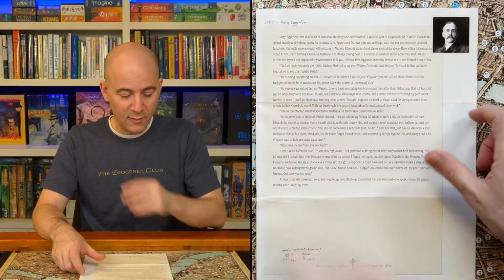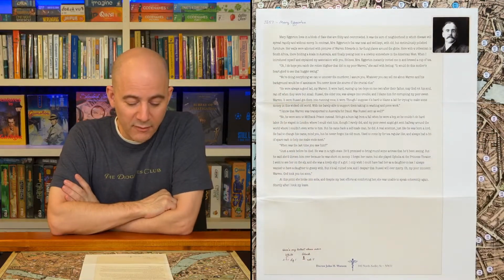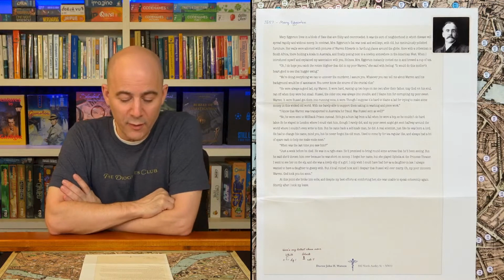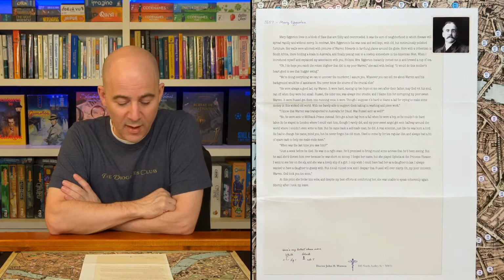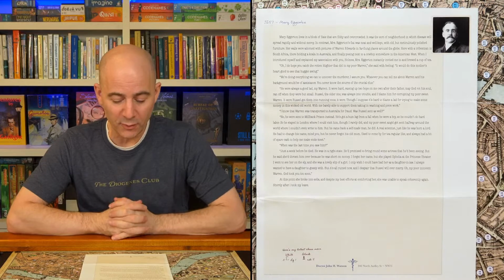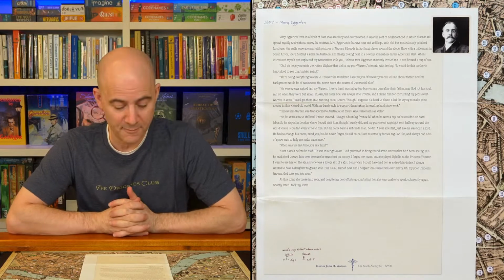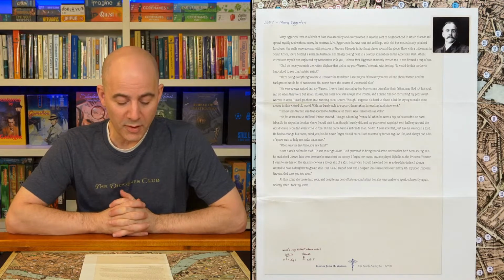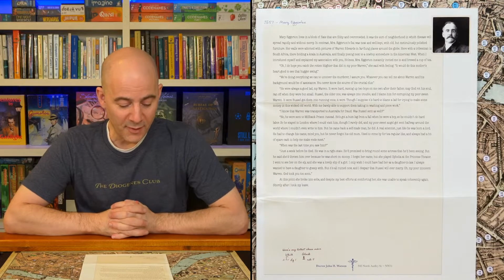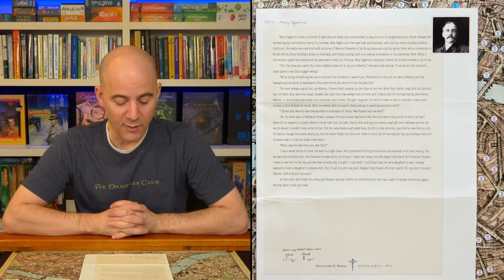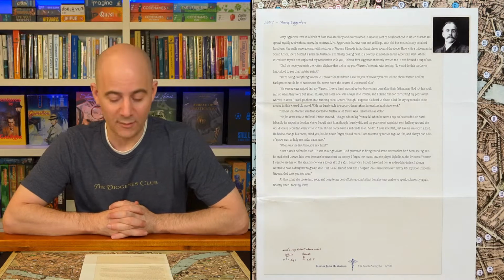Here's Watson visiting Mary Egerton. Mary Egerton lives in a block of flats that are filthy and overcrowded. It was the sort of neighborhood in which disease will spread rapidly and without mercy. In contrast, Miss Egerton's flat was neat and well kept with old but meticulously polished furniture. Her walls were adorned with pictures of Warren Edwards in far-flung places around the globe. Here with a tribesman in South Africa, there holding a koala in Australia, and finally posing next to a cowboy somewhere in the American West.